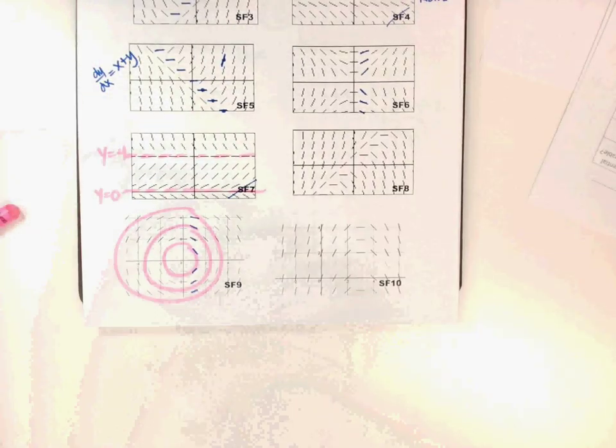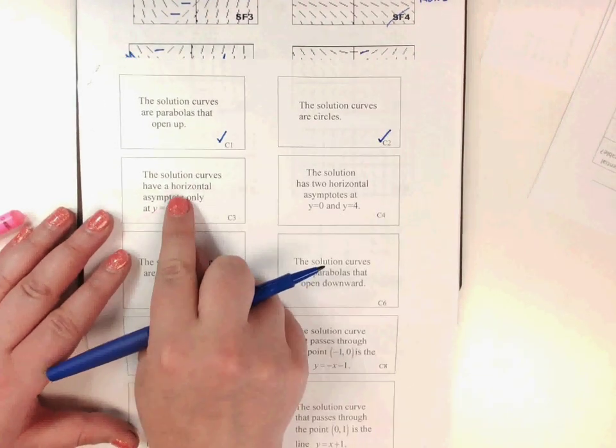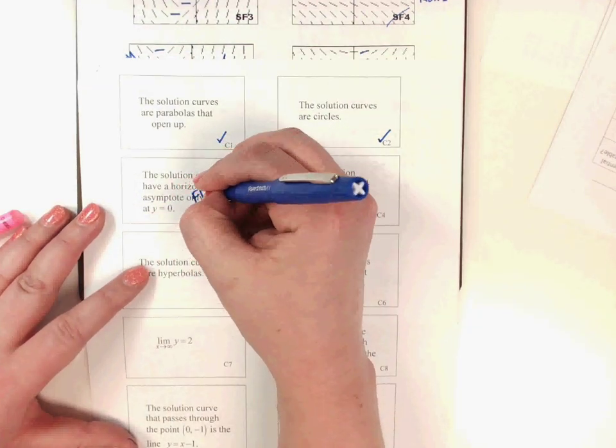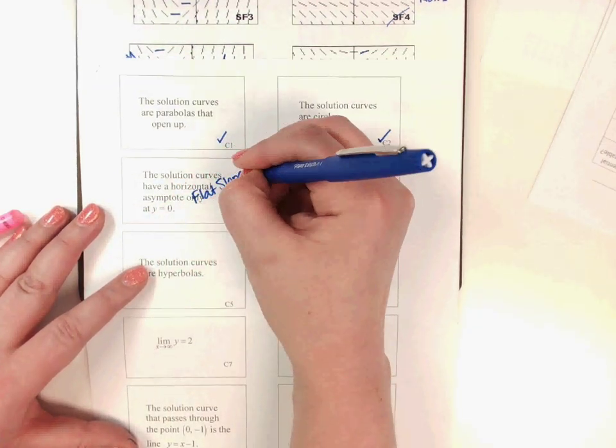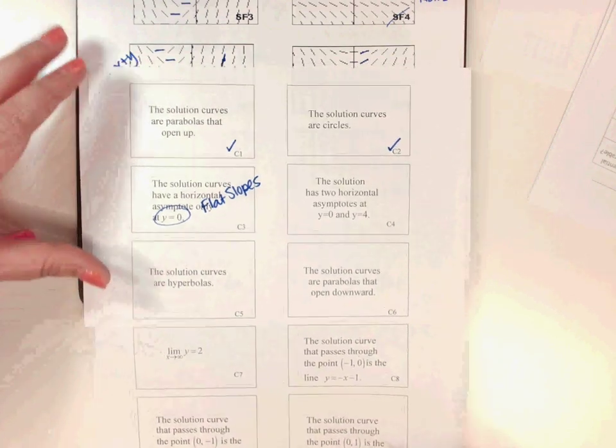Okay? Next one, I'm checking off conclusion 2. Where did I have a horizontal asymptote? Okay, that means flat slopes only at 0.6 and 4. Okay, so let's see. Only at y equals 0.